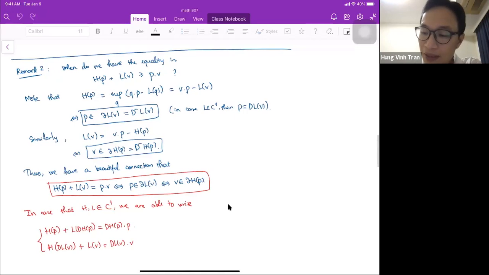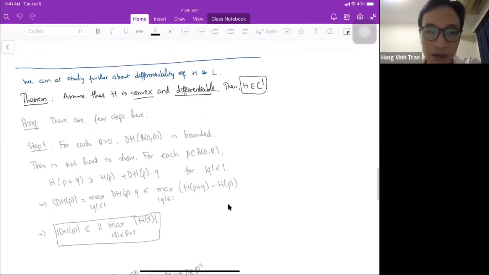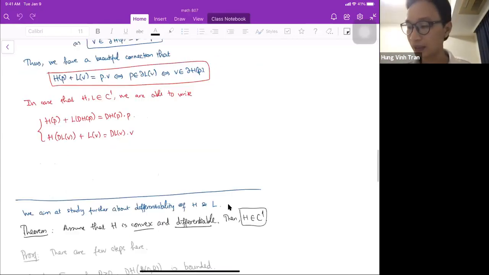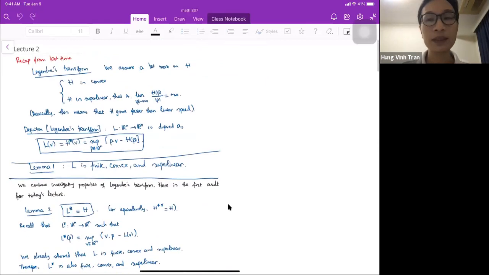And then after that, we're going to discuss one first simple thing, yet quite interesting: if you have a convex function which is just differentiable, then you automatically have that the function is C1. So it starts getting interesting. But don't worry, as I said, we're going to start from the beginning. Okay, so I hope that's clear.